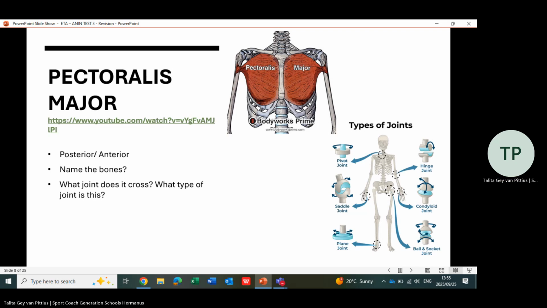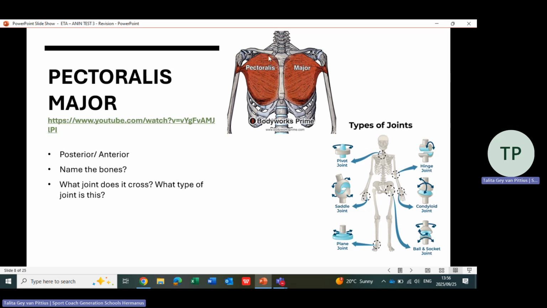Yeah? Then one of the big important muscles that you need to know and that you got in your first test is the pectoralis major. Please go through this again. Make sure that you know. Remember, when you look at this picture, the pectoralis major, is it on the posterior or the anterior part of your body? Right? Because it's on your chest area, it is in the anterior part of your body. It's also called your pecs.